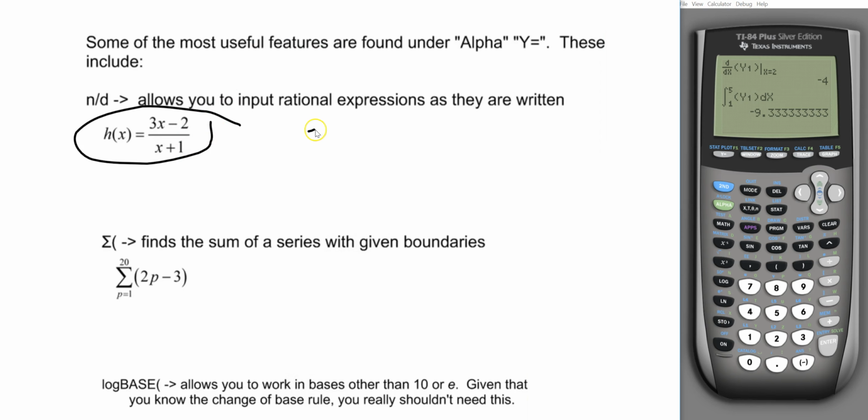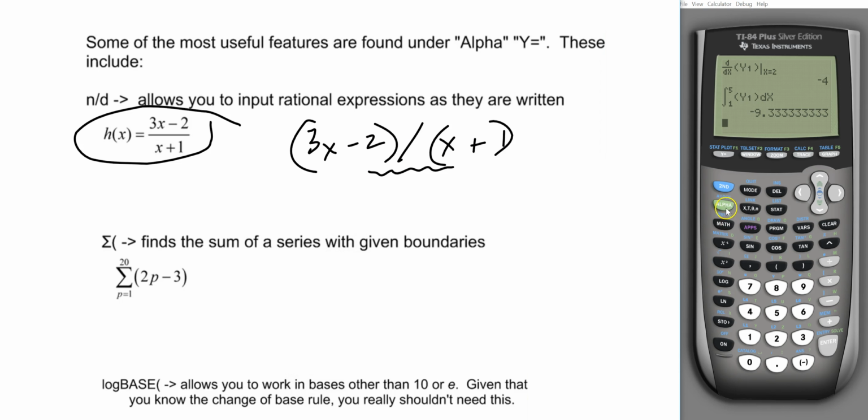A lot of people make a mistake. They'll just write this on their calculator: 3x minus 2 divided by x plus 1. And that is wrong because the calculator sees this together. So the calculator would do 3x minus 2 divided by x, and then plus 1. So the calculator puts these two together. If you want to fix it, you put parentheses.